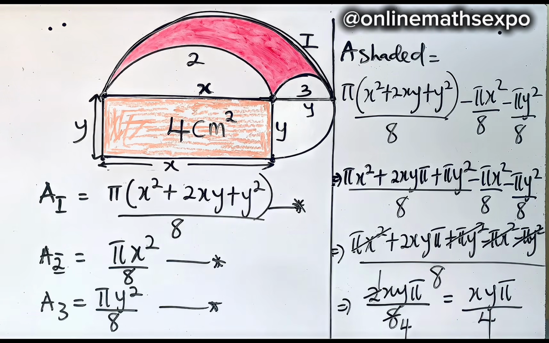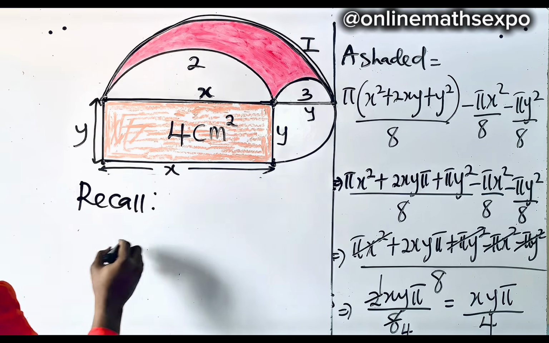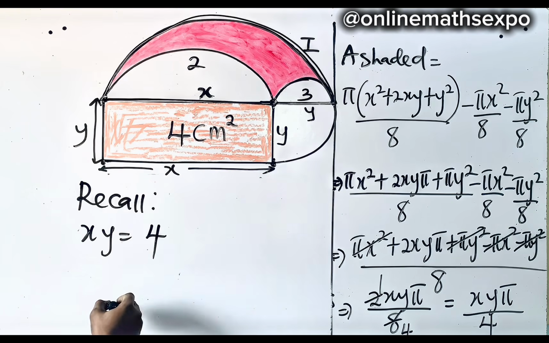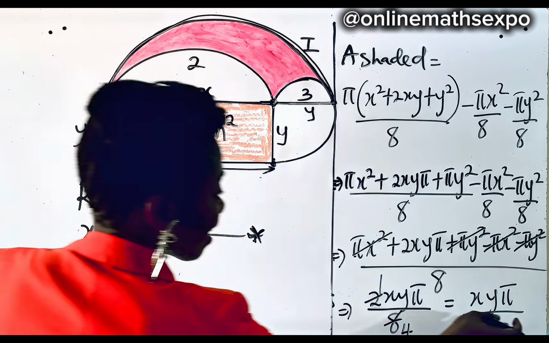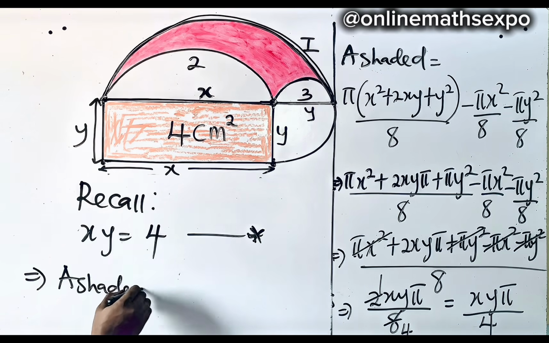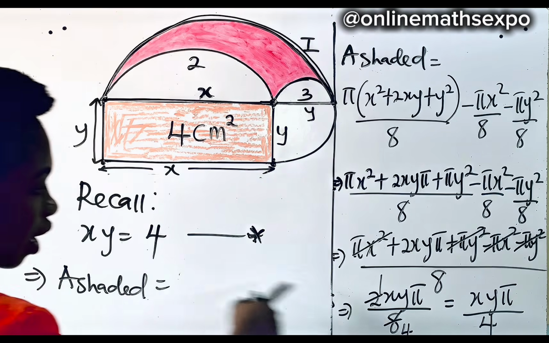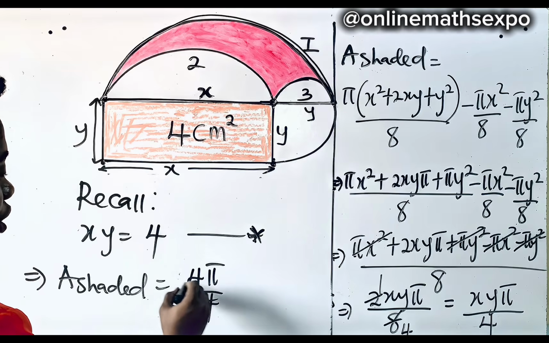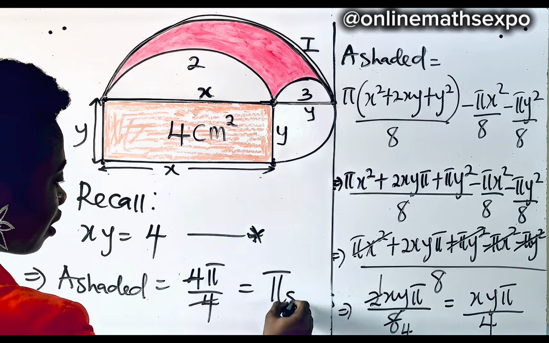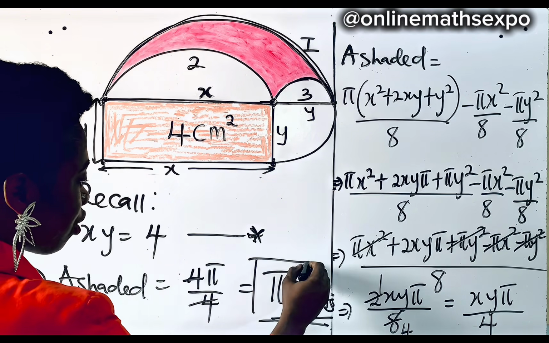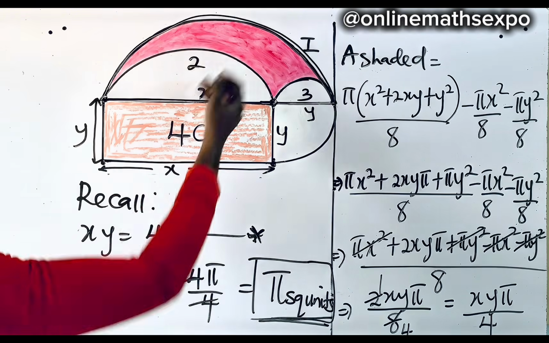Now remember we left a statement for the rectangle. Let's recall that. Recall, we said xy, the area of the rectangle, gave us 4. Now we're going to put this statement here, and if you do that, the area of the shaded will now be equal to xy will be replaced with 4. So we have 4π divided by 4. And when you divide this, you are left with π in squared units. So this gives us the area of this particular shaded red part.